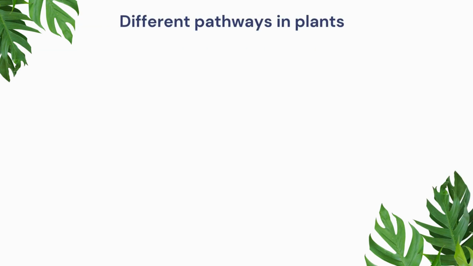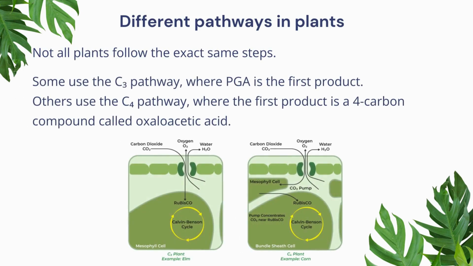Different pathways in plants. Not all plants follow the exact same steps. Some use the C3 pathway, where PGA is the first product. Others use the C4 pathway, where the first product is a 4-carbon compound called oxaloacetic acid. One more thing, this phase can keep going for a short time even after the light goes off, as long as ATP and NADPH are still there. But once those run out, the process stops and starts again when light is back. So remember, it's light independent, but not really a dark-only reaction.